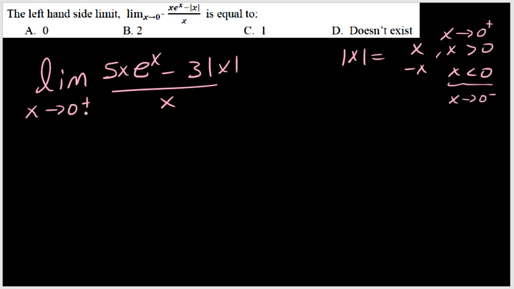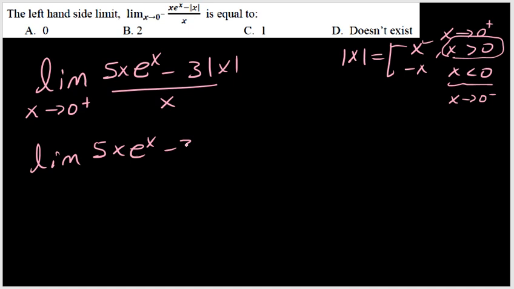Here it says x approaching 0 from the right, so I will take the positive one, which is under this interval, so I'll take positive x, so I will remove the absolute value. The limit will be the limit of 5x e to the power of x minus 3x, the whole over x as x goes to 0 from the right. This time we can take out the x as a common factor. This x is common, we can extract it.